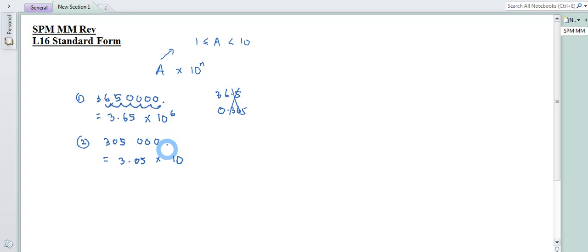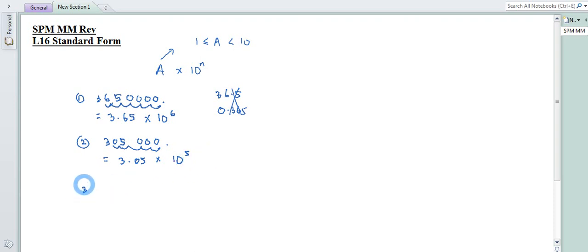So the decimal is over here. Now I already moved it to here, 3.05. I have to move back. 1, 2, 3, 4, 5. Okay, so this is 3.05 times 10 to the power of 5.